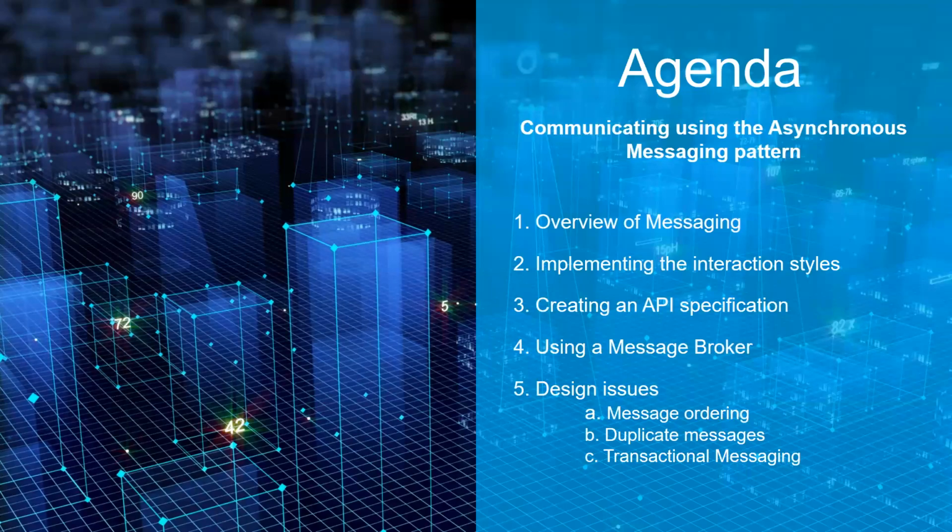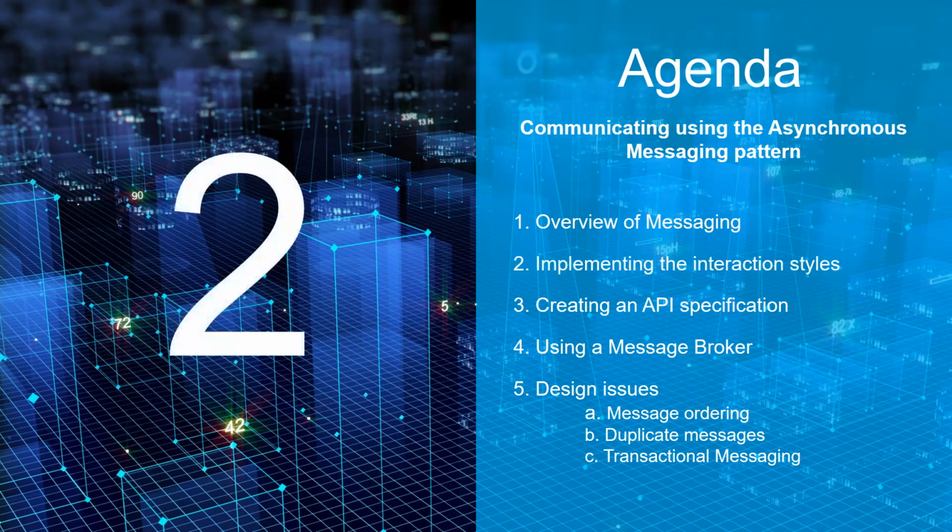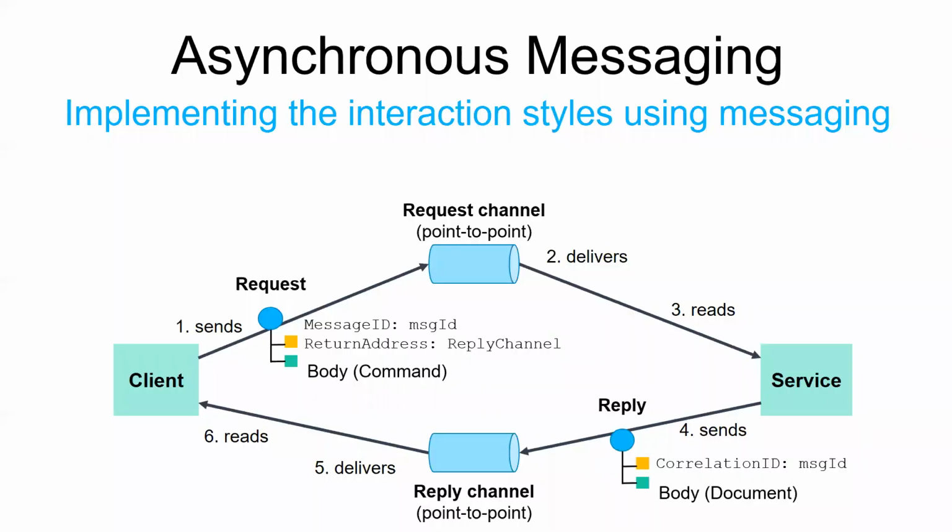One of the valuable features of messaging is that it is flexible enough to support all the interaction styles described in the IPC overview video. Some interaction styles are directly implemented by messaging, others must be implemented on top of messaging. So let's look at how to implement each interaction style.